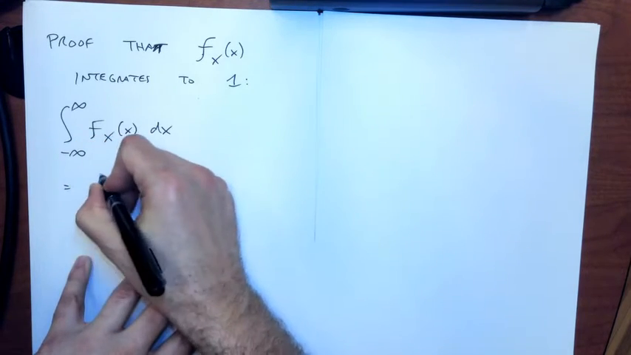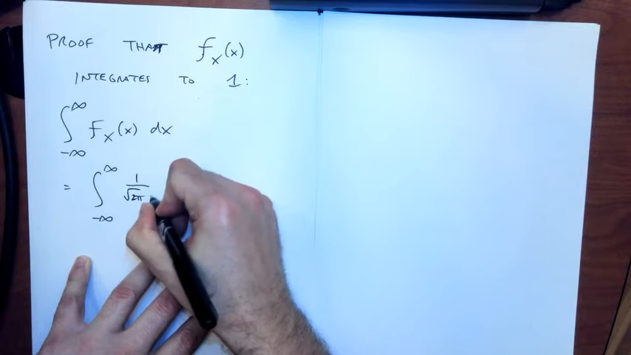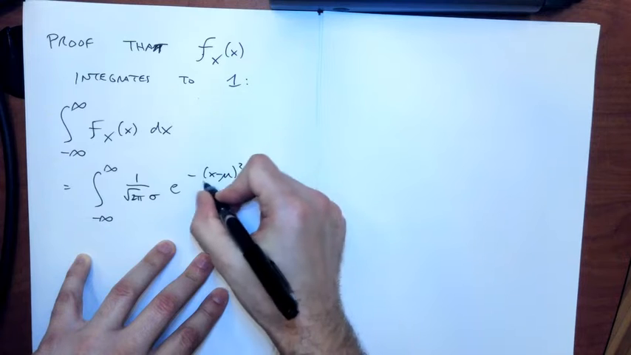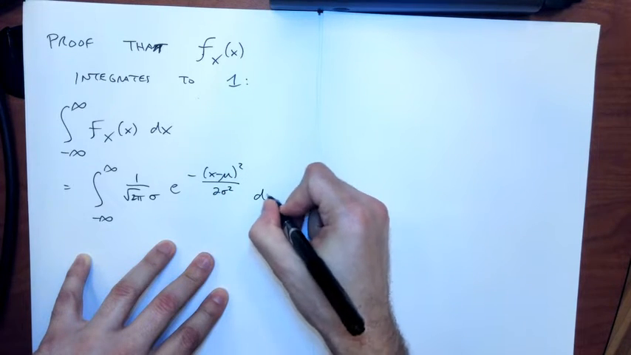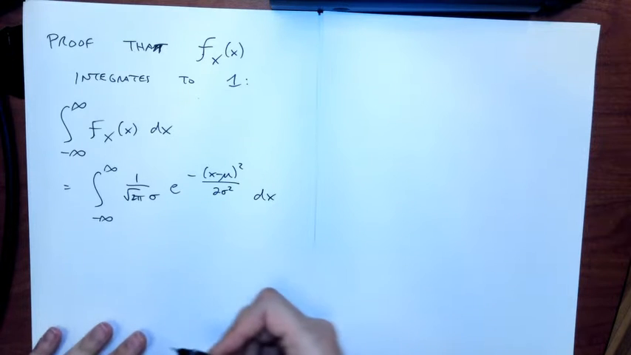And so let me plug in what my equation is. It's 1 over square root of 2 pi sigma, e to the minus (x minus mu) squared over 2 sigma squared, dx. You don't really have to worry about writing this down in gory detail if it's not on the critical path, but just for exercise it might be good.